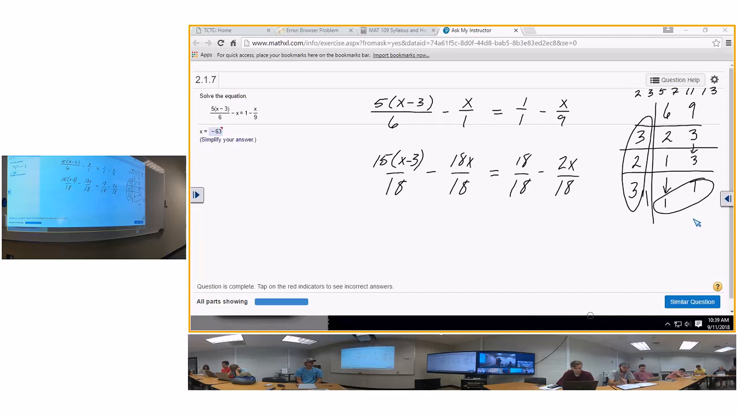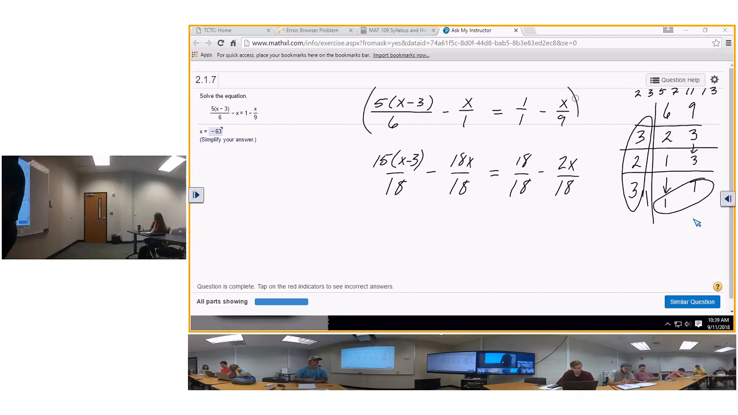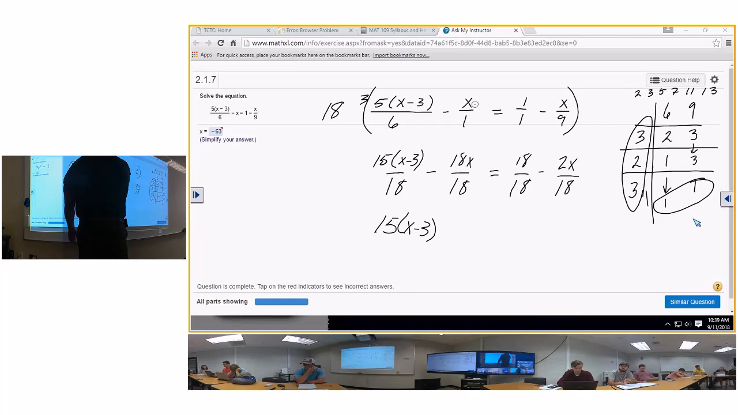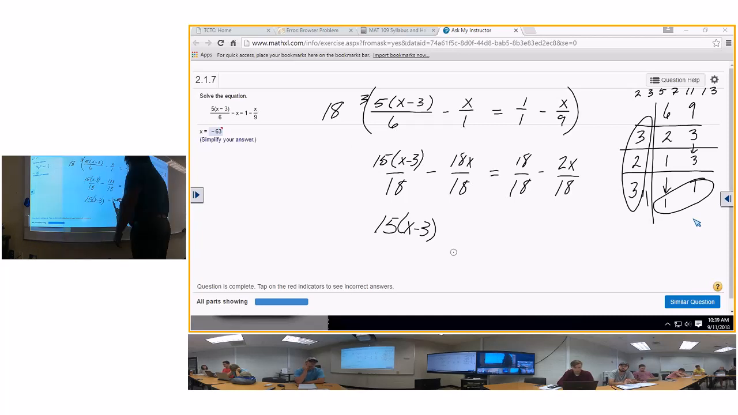All right? Let me show you one more thing I could do. Multiply through by what? If I multiply through by 18, what's 18 divided by 6? 3. 3 times 5 times x minus 3. You see where I'm getting at? 18 times x over 1 equals 18 over 1, 18x over 9. 18 over x over 9 is 2x.